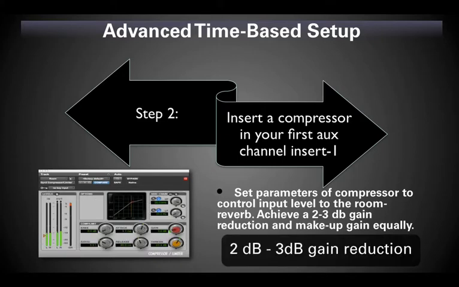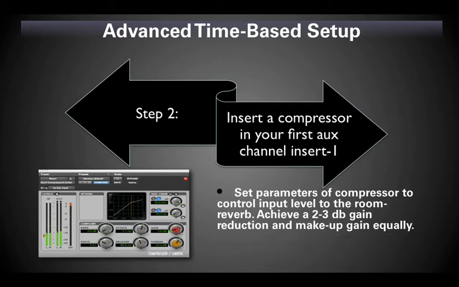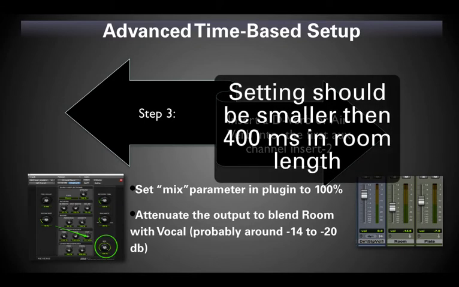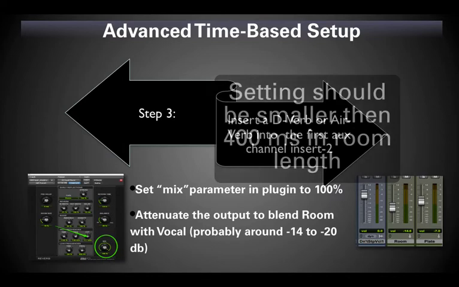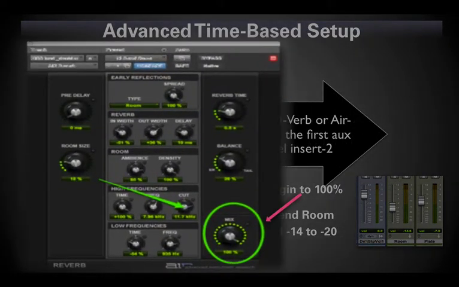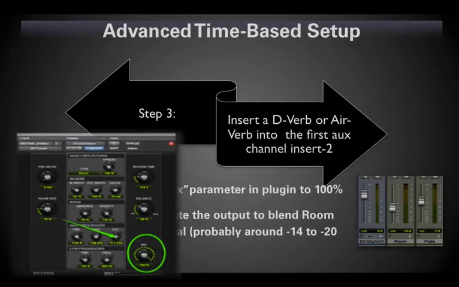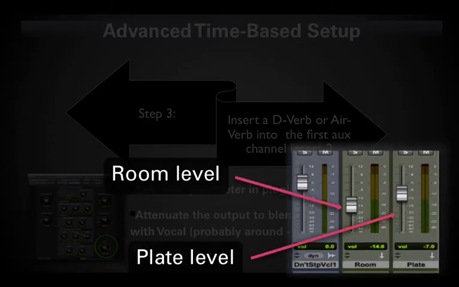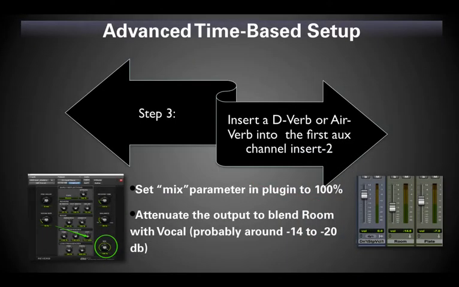And try to achieve about 2 to 3 dB of gain reduction, and make up gain equally. So 2 or 3 dB of gain reduction usually results in about 2 dB of makeup gain. Then insert a deverb or airverb or whatever ambient room plugin you want to use, and go for a setting of a room or ambience. Now we want to have the mix of this at 100%, and we're going to control the actual level and blend with the vocal, not by send level, but this time we're actually going against the grain and we're going to blend it with the actual main fader of that room.